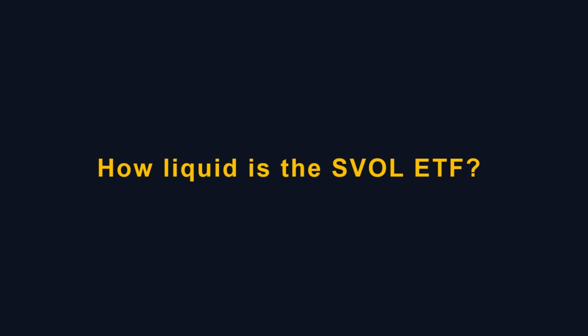Bid-ask spread. This is the difference between the highest price a buyer is willing to pay, the bid, and the lowest price a seller is willing to accept, the ask, for a share of the ETF. A narrower bid-ask spread signifies better liquidity, as investors can buy or sell closer to the ETF's fair market value.